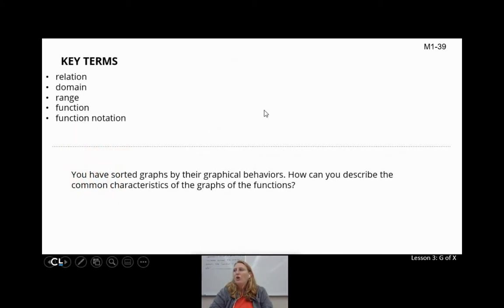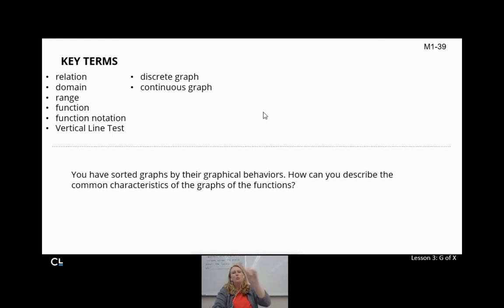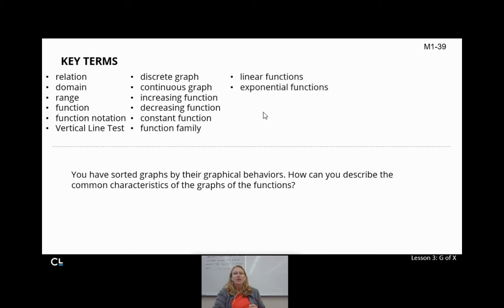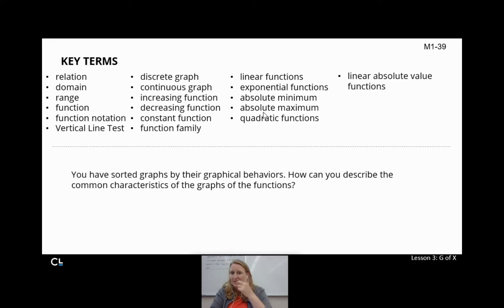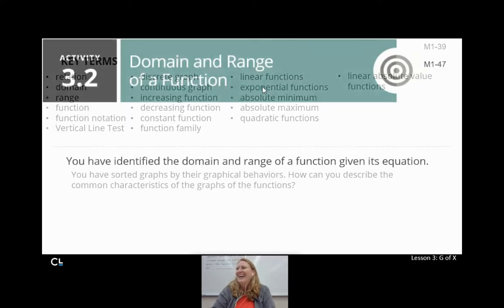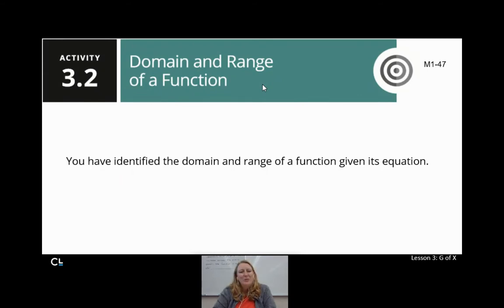Now, of course, you had a whole bunch of key terms last time. We're going to throw in a couple more key terms today. So you already had these ones last time. We've got more today: increasing, decreasing functions, constant functions, function families, linear functions, exponential functions, absolute minimum, absolute maximum, quadratic functions, and linear absolute value functions. So we're taking it a little bit further today, or a lot of it further today. We're going further.